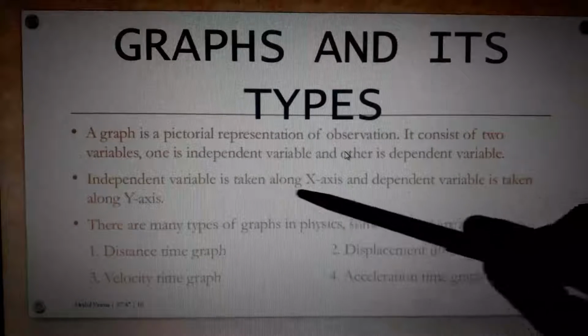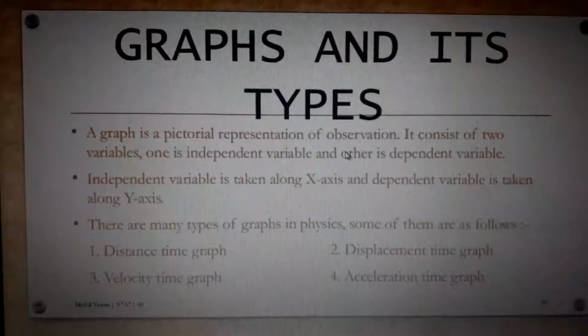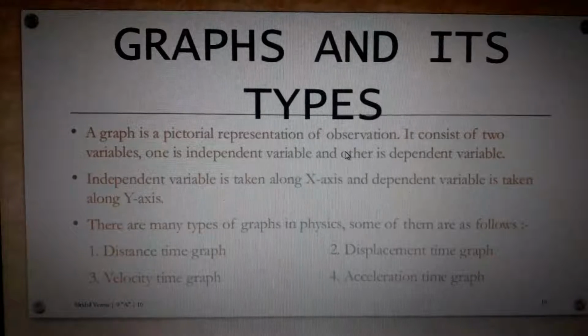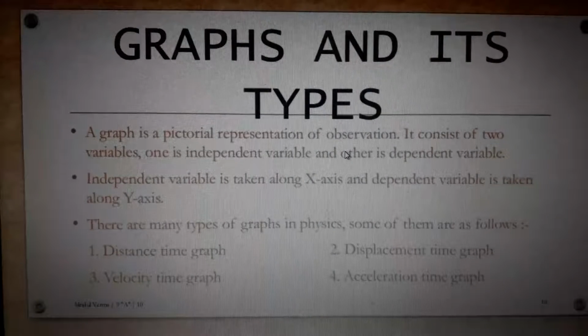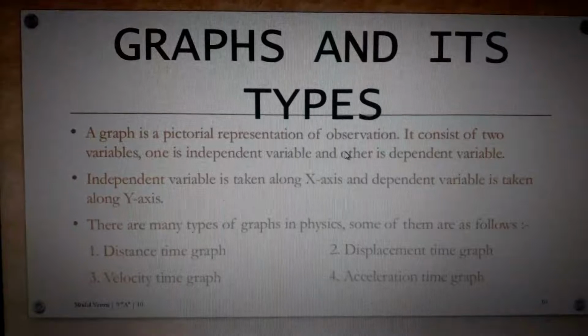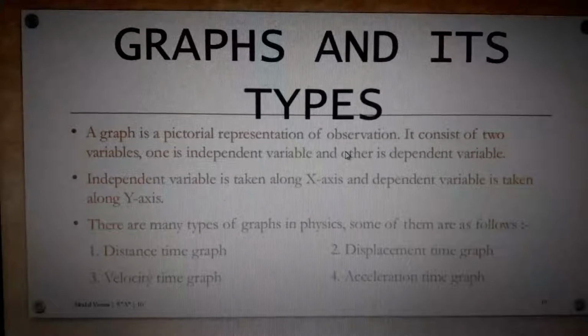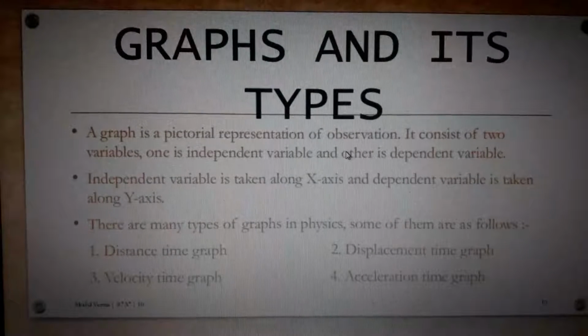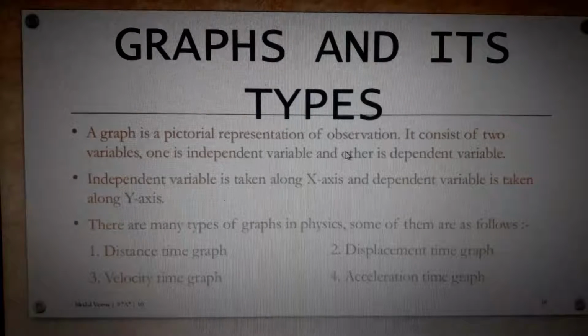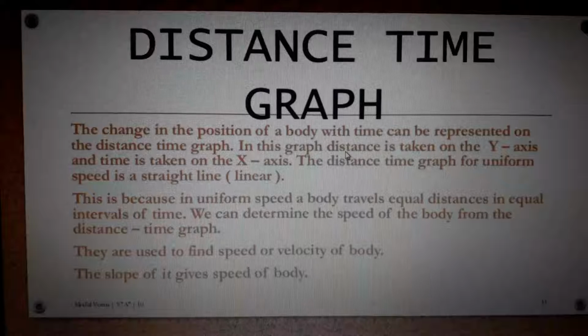The independent variable is taken along the x-axis. Whenever you are drawing a graph, time comes where? X-axis. All the other values come on the y-axis. Only regarding this chapter, okay? In other chapters, different independent variables are there. In this chapter, time comes on the x-axis. So the first is the distance-time graph. So you know what distance is.